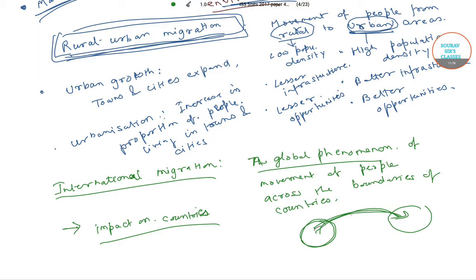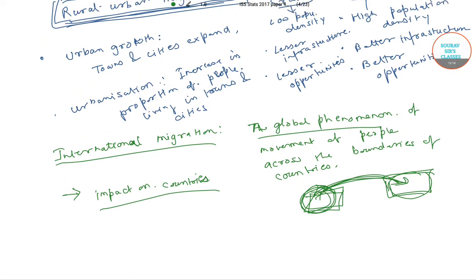Because obviously when a person is migrating, the initial country, that is the country from which the person is migrating, is losing a resource, whereas the country to which the migrant is migrating, even though it is gaining some additional resource, has a problem, like the population is being increased in that country. So it is causing an impact on both the country it is leaving and the country it is migrating to.